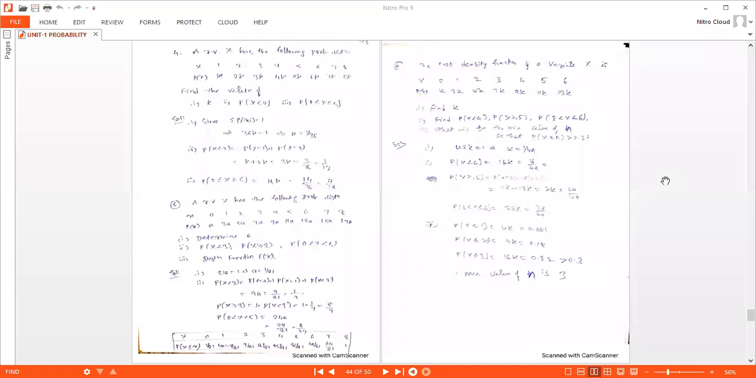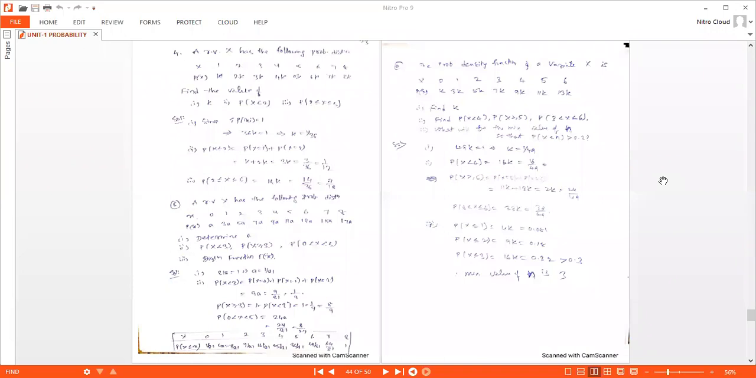So next consider other value, probability of X less than or equal to 2. So check with 2 now. So up to 2, including 2, you have to take the values of probabilities. So your total probability value is 9k. 9 by 49, 0.18.